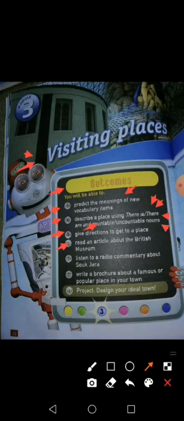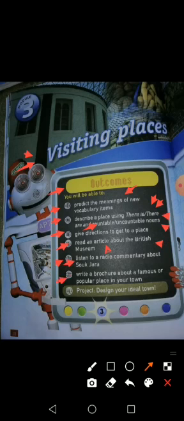And the next point, you have to read an article about the British Museum. Here we have an article about what? About the British Museum. And you have to listen to a radio commentary about Souk Jara. You have to know more about Souk Jara, where it is, and when it opens, okay?